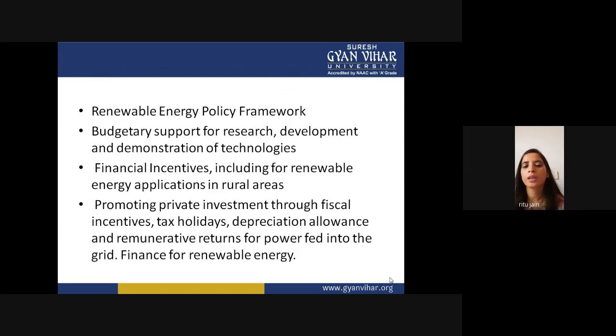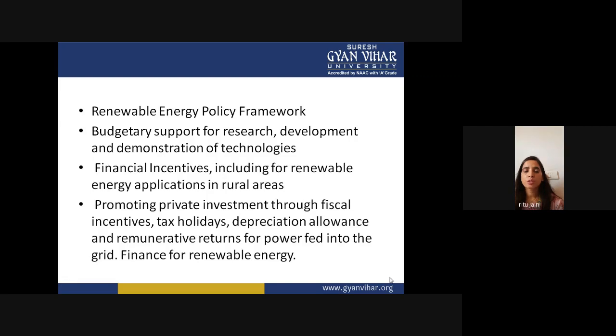They must generate the energy from renewable energy sources, because we can easily get these renewable energy sources in India. For example, solar energy, wind energy, and hydropower plants. So, the renewable energy policy framework: budgetary support for research, development, and demonstration of technologies.